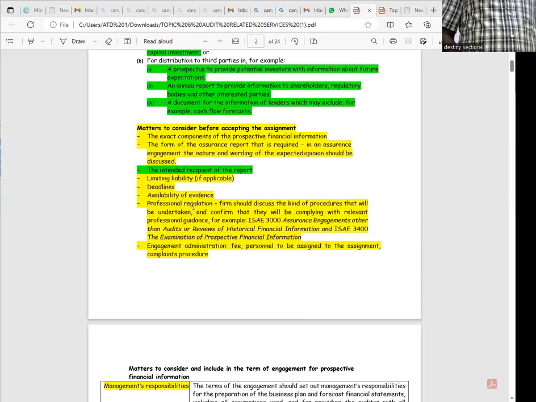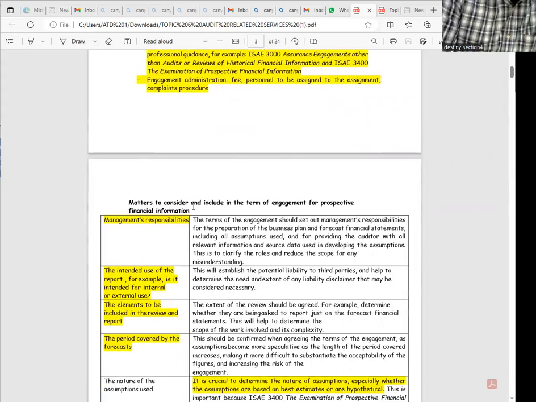A firm should discuss the kind of procedures that will be undertaken and confirm that they will be complying with the relevant professional guidelines. For example, the International Standard on Assurance Engagements 3000, assurance engagements other than audits or reviews of historical financial information, and International Standard on Assurance Engagements 3400, the examination of prospective financial information. The other one is engagement administration, like the fee, the person to be assigned to the assignment, complaints procedures, etc. Then matters to consider and include in the terms of engagement for prospective financial information.